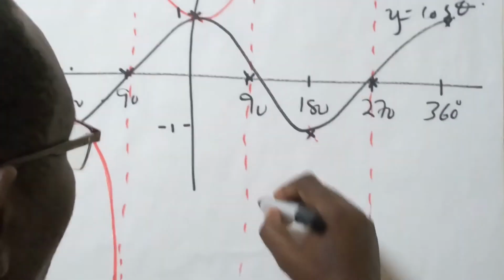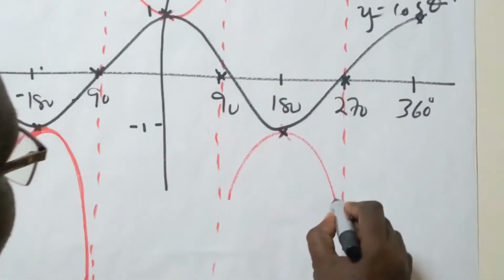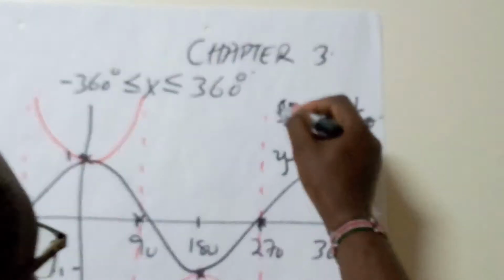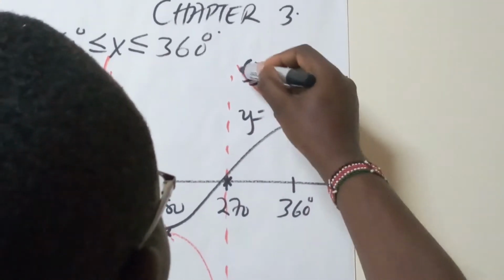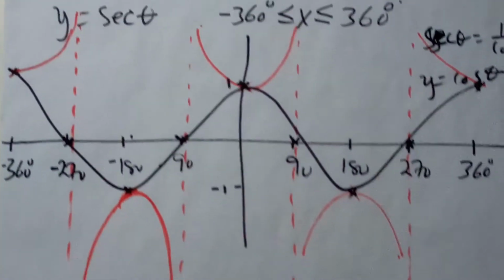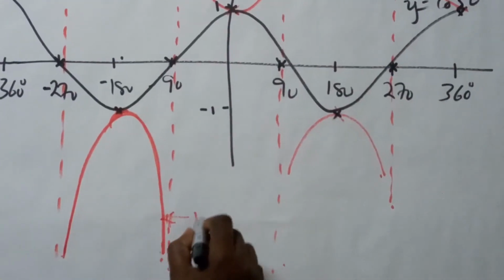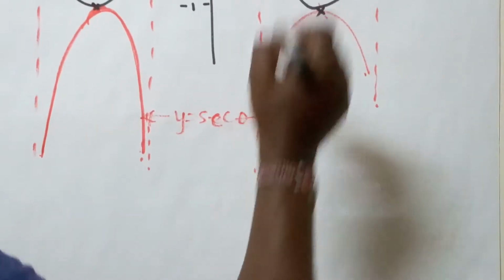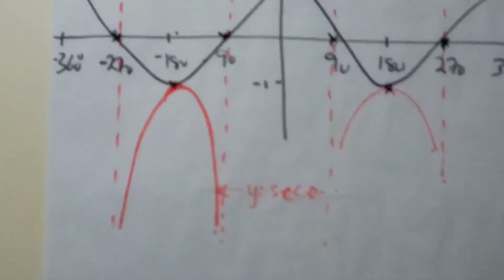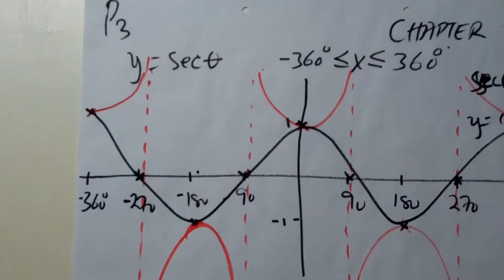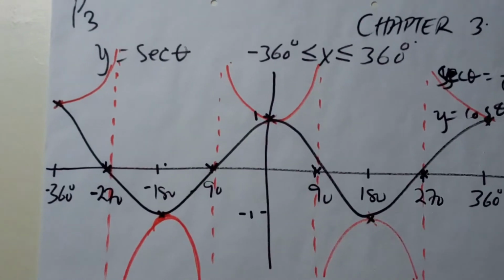So you can even predict now: this part, we are going to have a graph that looks like that, and moving forward, a graph that looks like that. At the end of the day, you will realize that the red graphs are the graphs of y equals sec theta. The red graphs are the ones that represent y equals sec theta.